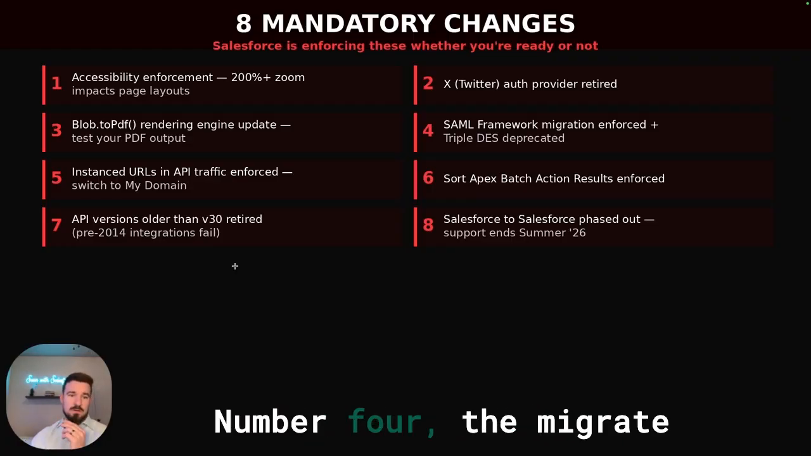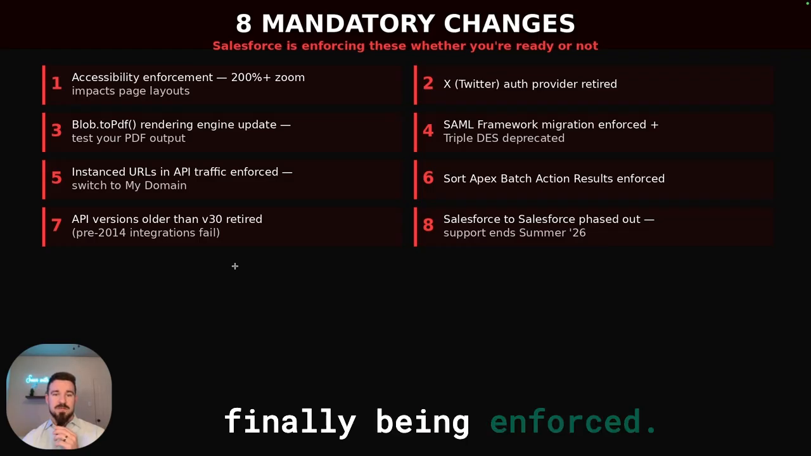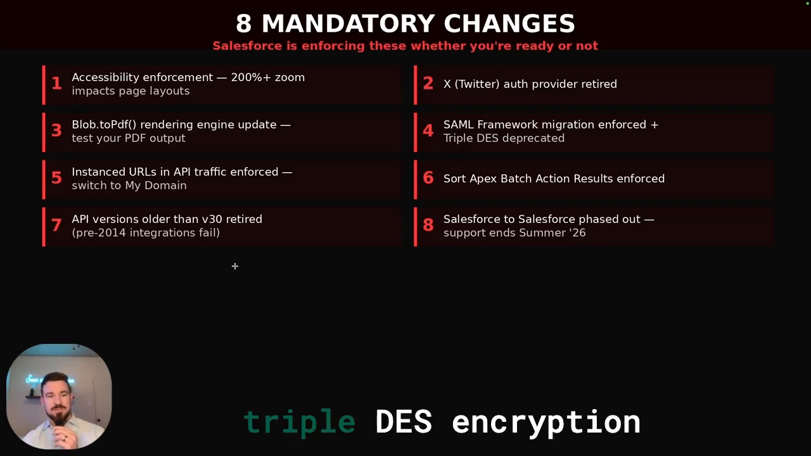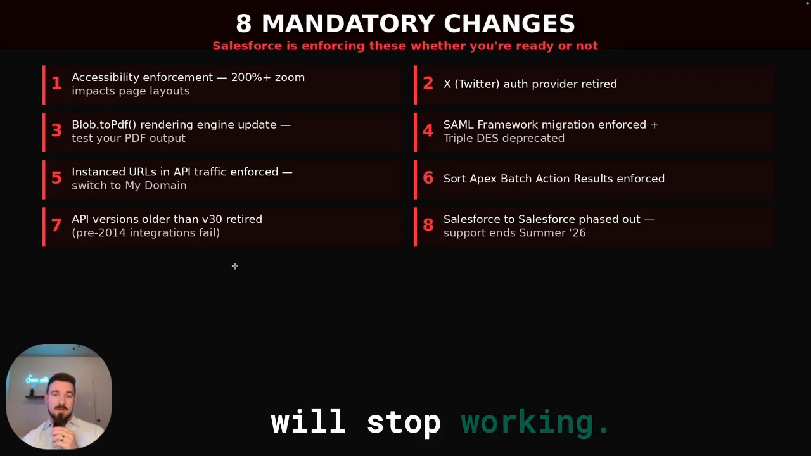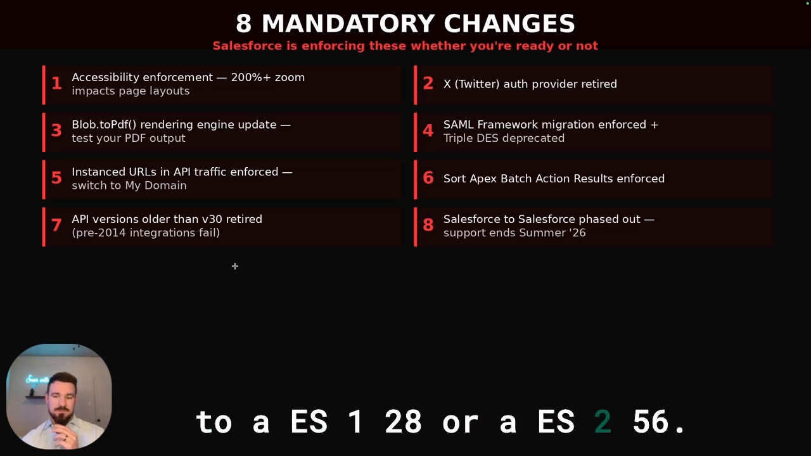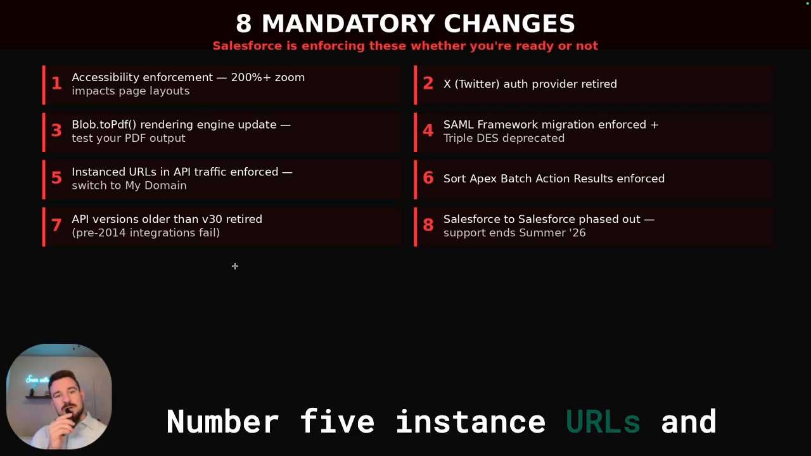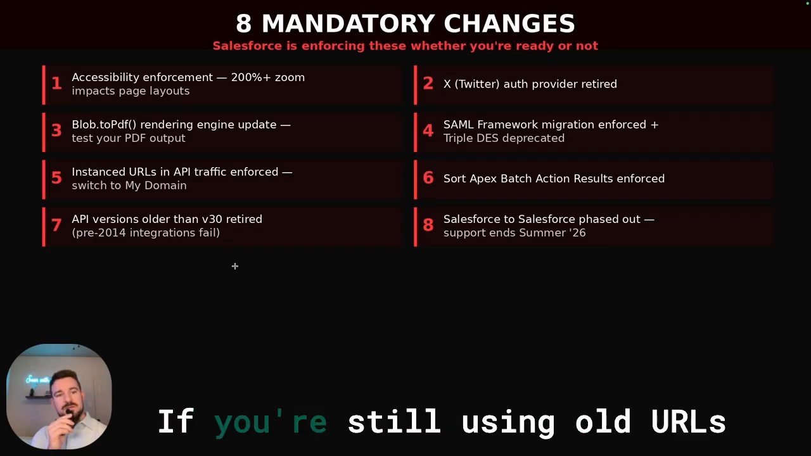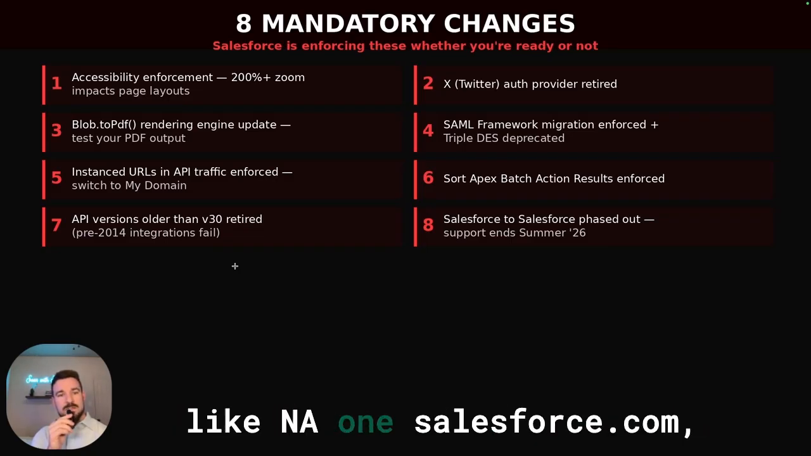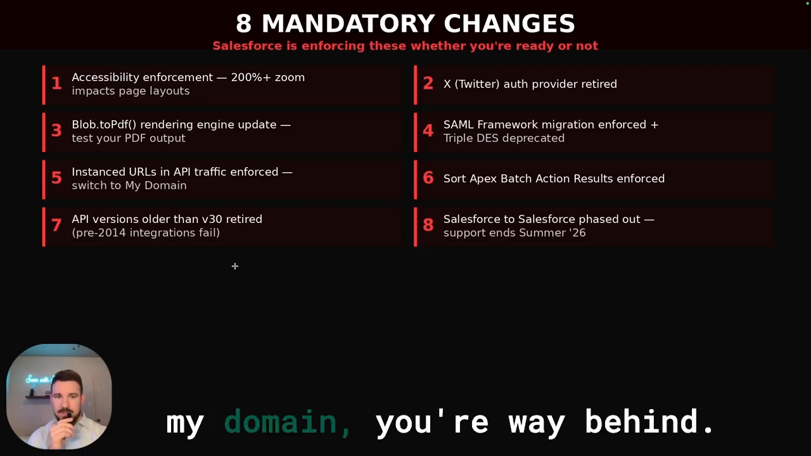Number 4, the migrate to multiple configurations SAML framework is finally being enforced. SAML SSO configs using triple DES encryption will stop working. So you've got to migrate to AES 128 or AES 256. I'm not going to act like I truly understand that one. Number 5, instance URLs and API traffic are being enforced. If you're still using old URLs like na1.salesforce.com, switch to My Domain URLs. If you haven't switched to My Domain, you're way behind.